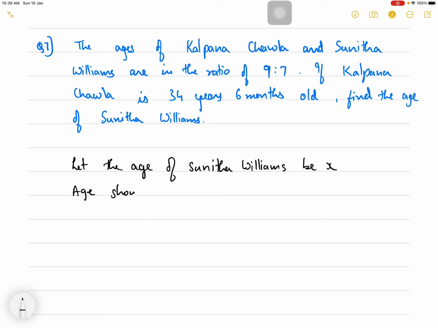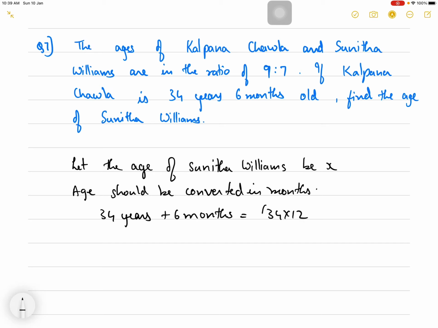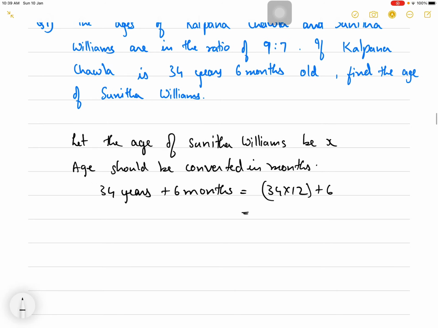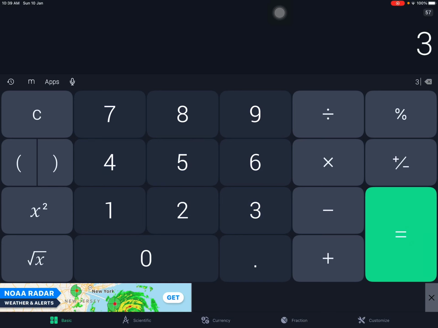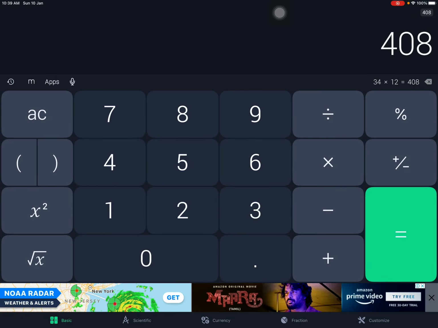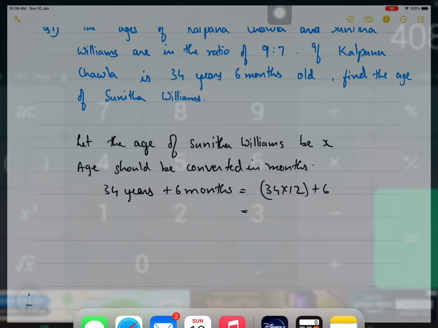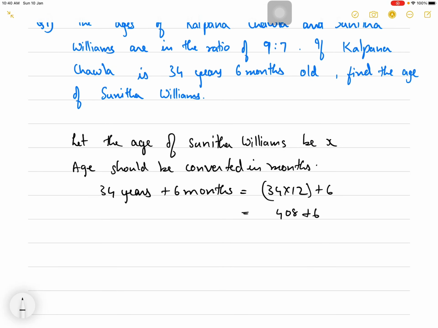Age should be converted in months. Okay, and 34 years plus 6 months is equal to 34 into 12 plus 6. 34 into 12 is 408. 408 plus 6, so this becomes 414. 414 months is the age of Kalpana Chawla.